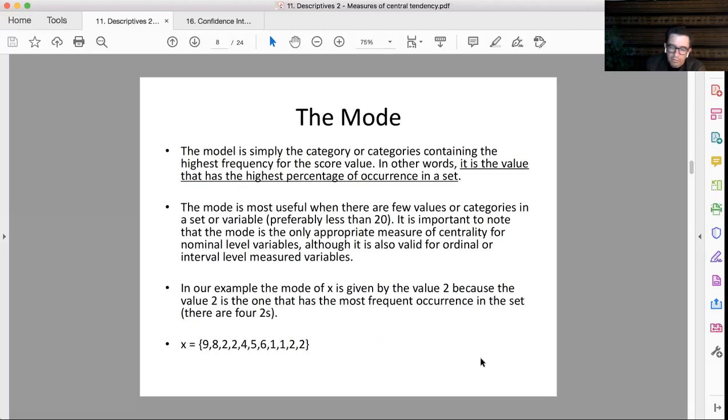Another measure of centrality is the mode. We can use that to describe a distribution too. The mode is the value that has the highest percentage of occurrence in the set. It is the value that is most common in a distribution.